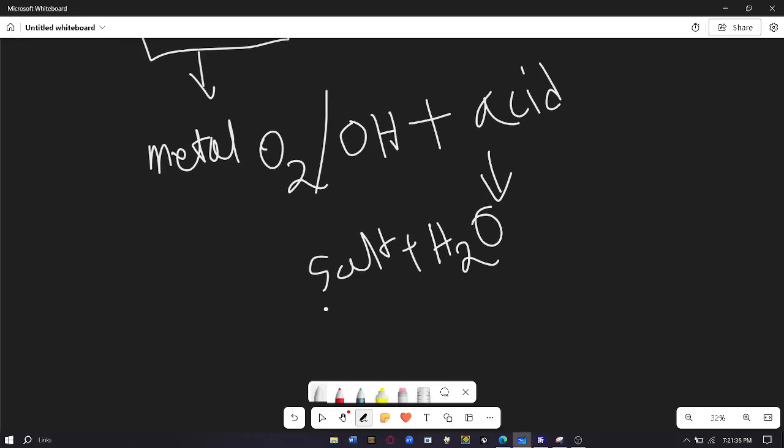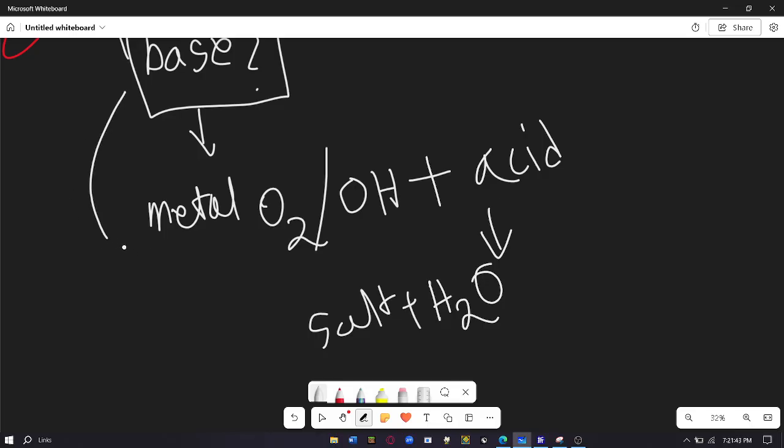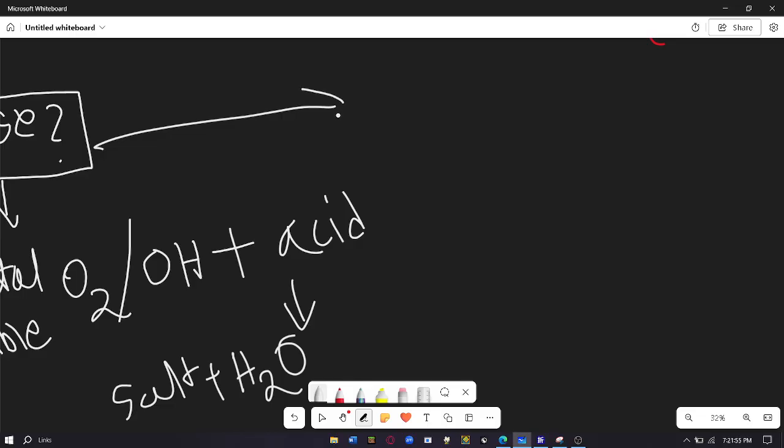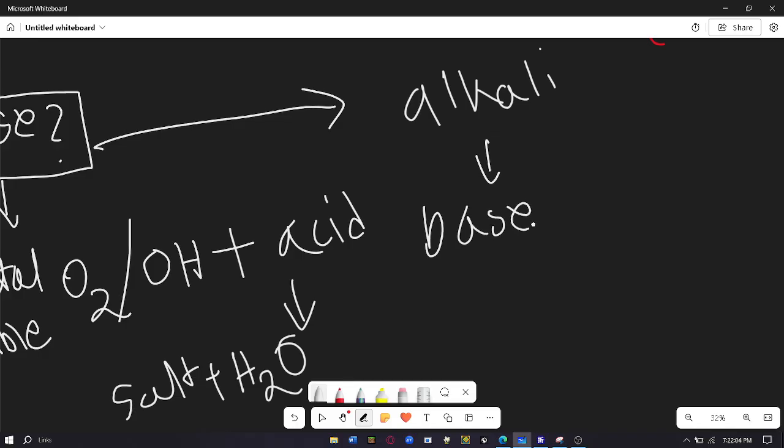Now we can go into the next part, which is an alkali. A very important thing I almost forgot: most bases are insoluble. I'm saying most bases because the other half that is soluble is an alkali. So what is an alkali? An alkali is a base. You can say in general that all alkalis are bases, but not all bases are alkalis.